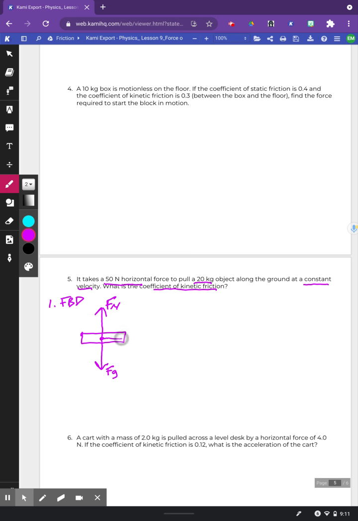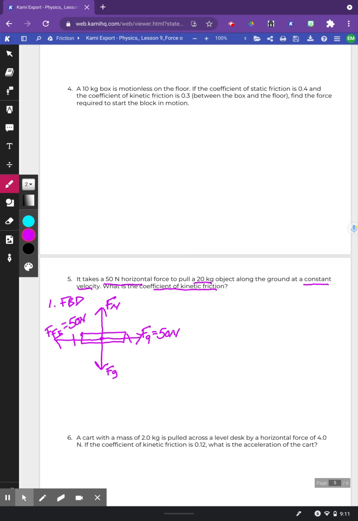The problem tells me that it's experiencing a horizontal force that's pulling it, so that's a force applied. And it actually tells me that that is 50 newtons. And all objects that are in contact with a surface and moving are going to experience a force of friction opposite to the direction that they're moving. So I know there's a force of friction going this way. And because it's moving at a constant velocity, I know that these two must be equal. So this is a force of kinetic friction because it's moving.